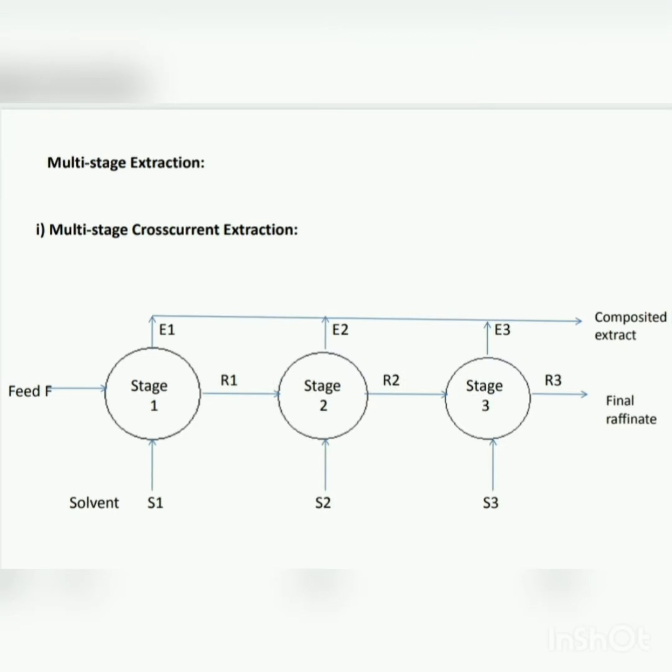Multi-stage extraction operation takes place in two ways. First, multi-stage cross-current extraction, and second, multi-stage counter-current extraction. Let's first see multi-stage cross-current extraction. In this, feed and solvent are contacted to each other. The raffinate phase R1 from the first stage acts as the feed for the second stage, and similarly raffinate phase R2 acts as feed for the third stage, and so on. While fresh solvent is introduced at every stage, and extract from each stage is combined to produce composite extract.